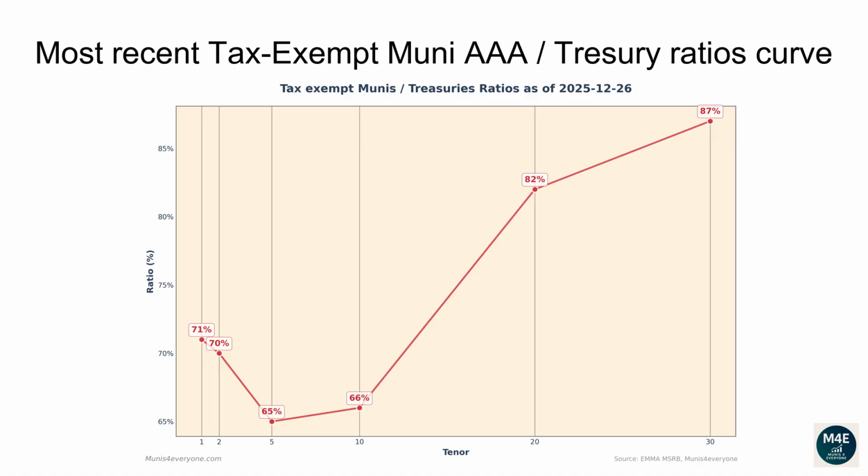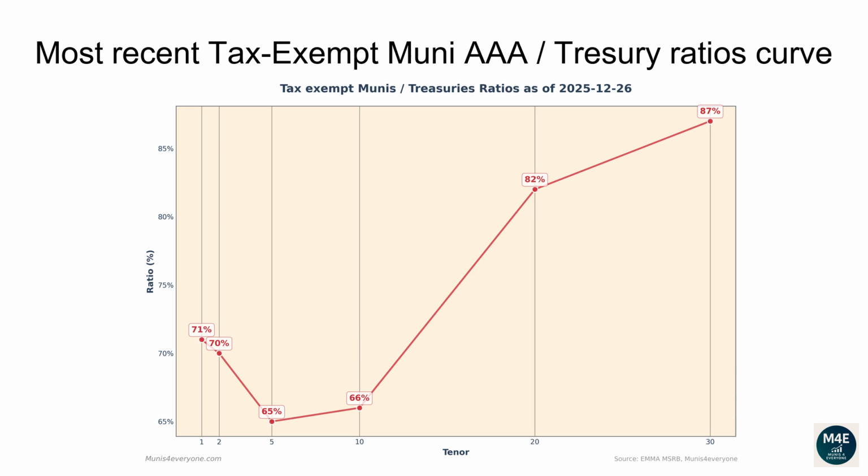Back to the tax-exempt version of the Muni curve. Municipal traders and portfolio managers often compare how cheap or rich municipal bonds are versus Treasuries by looking at the ratio curve. For each maturity of the curve, we simply compute the ratio between tax-exempt Muni yields and Treasury yields. In general, the closer to 100% a ratio is, the cheaper Muni bonds are. More on ratios at the end of the video.